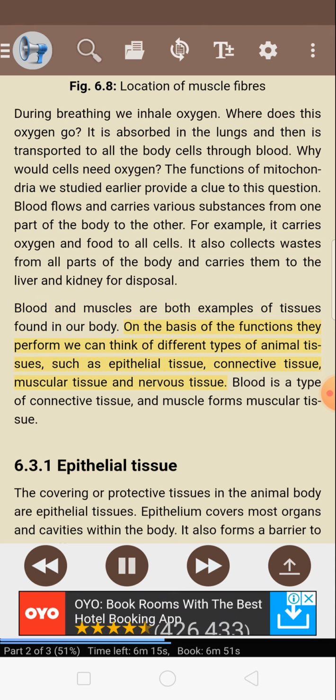On the basis of the functions they perform, we can think of different types of animal tissues, such as epithelial tissue, connective tissue, muscular tissue, and nervous tissue. Blood is a type of connective tissue, and muscle forms muscular tissue.